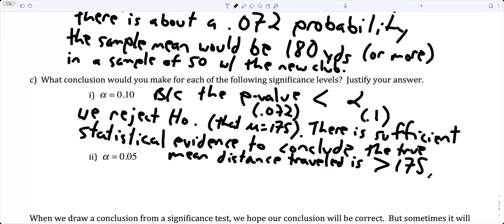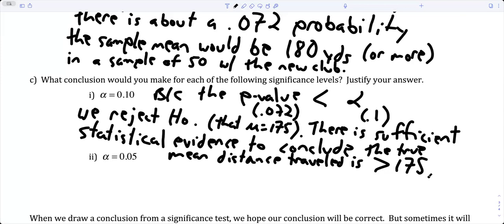So let me go back to my two hypotheses. Null hypothesis, mu equals 175. Alternative is that it is greater than 175. I have a p-value of 0.072, which is less than the significance level of 10%. Since it's less than alpha, we reject H naught. So we say there is sufficient statistical evidence to conclude that the true mean distance traveled is, and we put it in terms of the alternative, greater than 175.